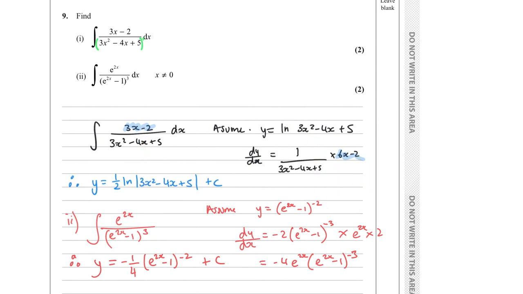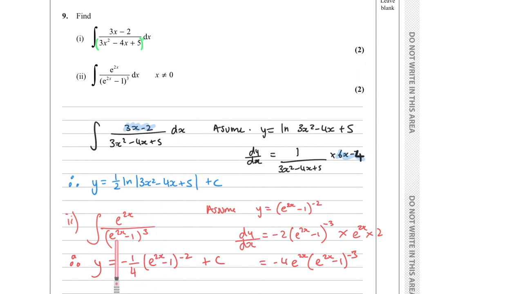This differentiated is 6x minus 4. Sorry, that should definitely be a 4. Because 3x squared differentiated is 6x, and minus 4x differentiated is minus 4. However, we've got 3x minus 2. You notice that this is double this. So what do we have to do to the original equation? We need to half it. So then I get a half ln of the modulus plus c. So that was actually quite nice and easy, and this is why it's only worth 2 marks.